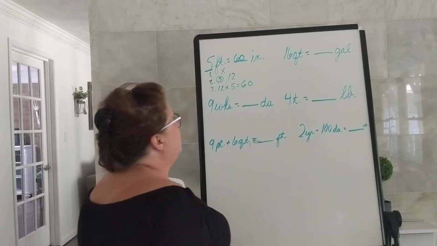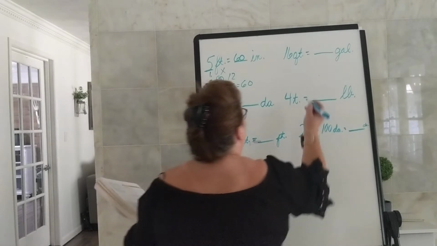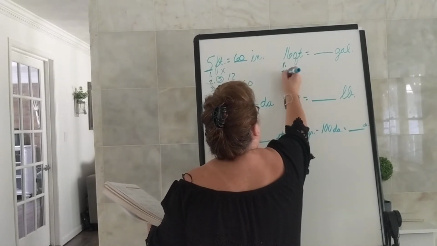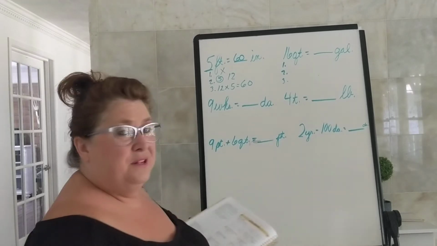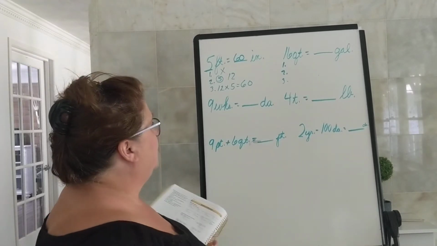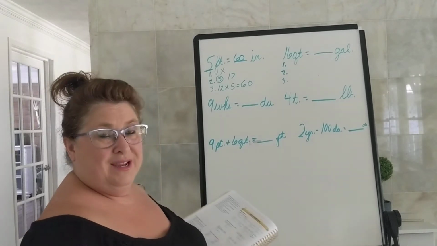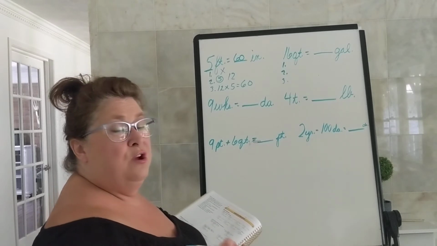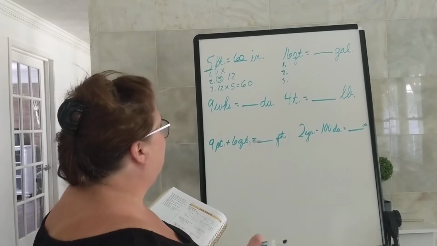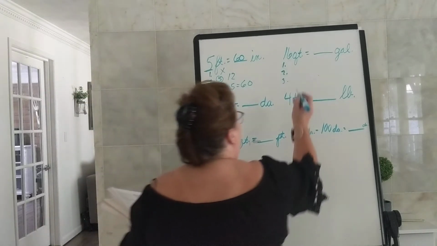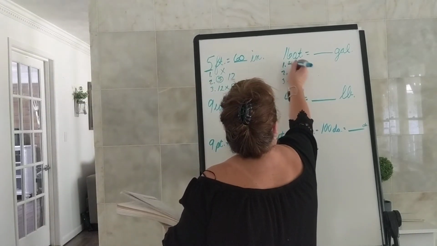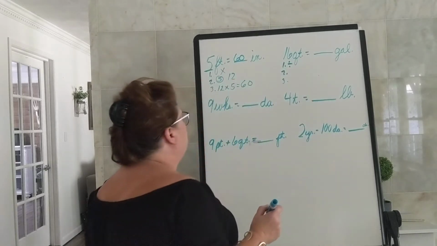Letter B says 16 quarts equals how many gallons? We're going to put our 3 steps right underneath. And our first step is quarts to gallons. Is that larger to smaller or smaller to larger? Quarts to gallons is smaller to larger. Larger to smaller, multiply. Smaller to larger, then you divide. And quarts to gallons is smaller to larger. Put your division sign beside number 1.